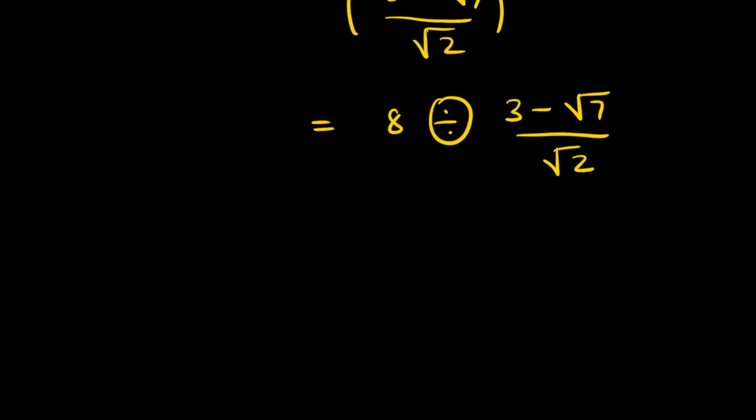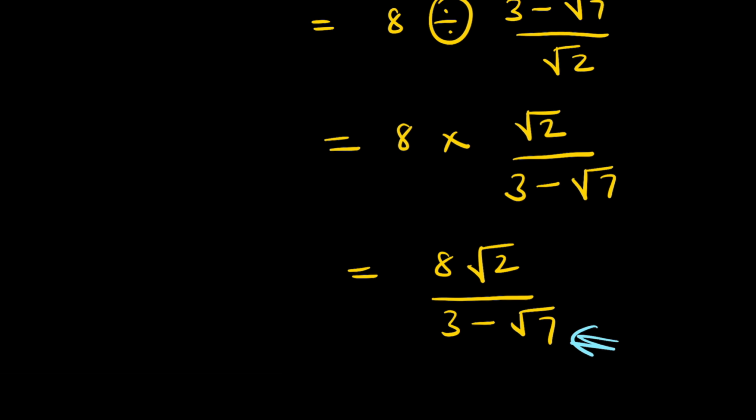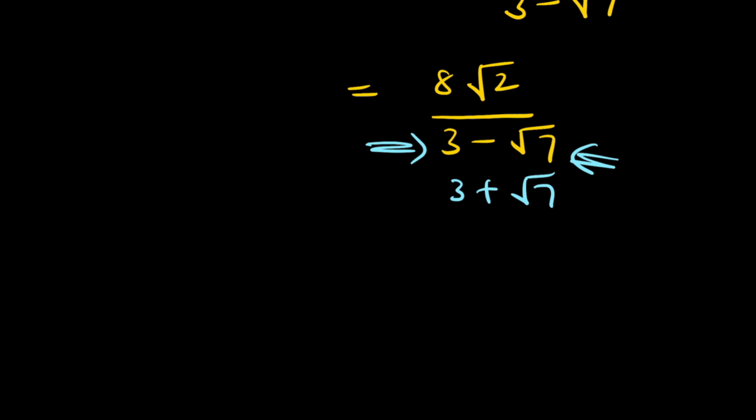which is the same thing as saying 8 divided by 3 minus root 7 over root 2. If we change this division sign to multiplication, that is now 8 times, you have to swap the fraction. So you have root 2 over 3 minus root 7. And if I write that together, this becomes 8 root 2 divided by 3 minus root 7. This is supposed to be our final answer, but of course, this is surds, and you cannot leave a surdic expression at the denominator here. So you need to multiply by the conjugate of the denominator, which is simply 3 plus the square root of 7.